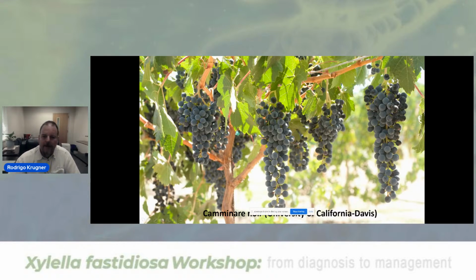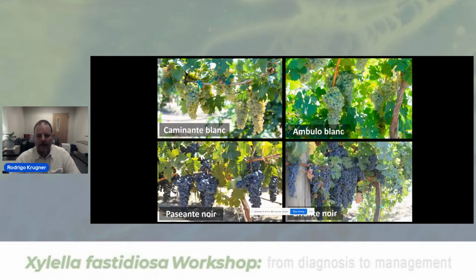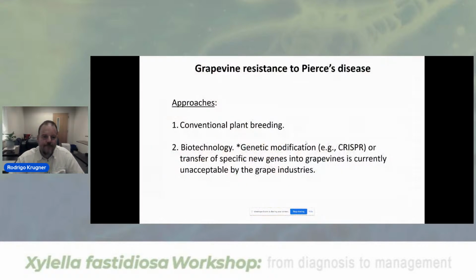There's one that's similar to a Cabernet. You cannot call it Cabernet because once you cross a Cabernet with the resistant vines, you lose the denomination there. So those are the other 4 that were released, 2 white varieties and then 2 red ones. Again, they're all resistant to Xylella fastidiosa.